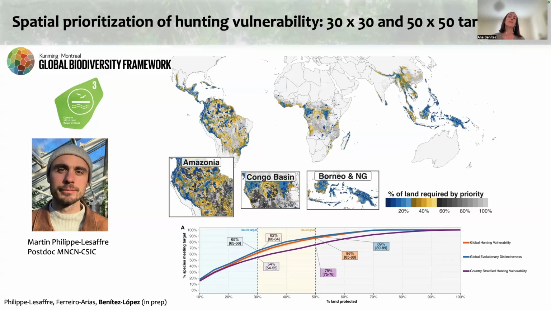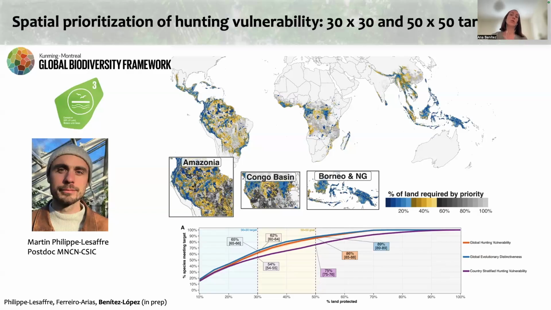These kinds of analyses have normally focused only on land conversion, habitat loss, and so on. And this is the first time that we focus mostly on areas where there are mammal and bird communities that are vulnerable to hunting. I'm not going to go into the details of how we derived this vulnerability index. There are a couple of preprints about it that you can check later. But basically, using this information, we can pinpoint areas in the Amazonia, the Congo Basin, Borneo and New Guinea where we should implement conservation actions.